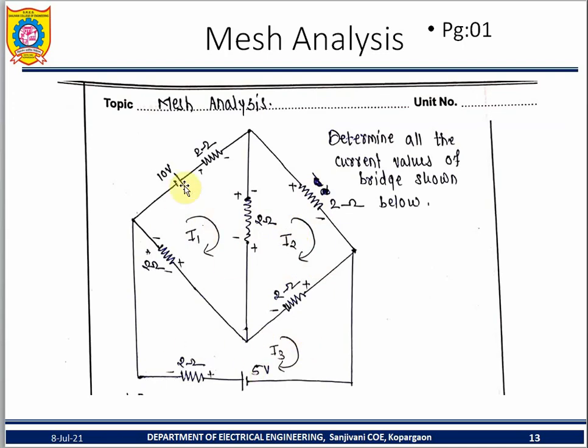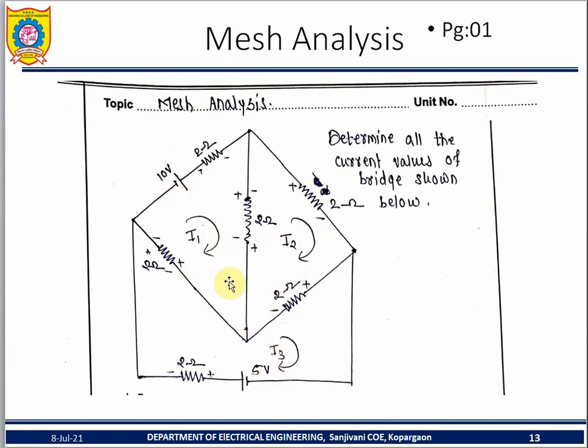So you can give the numbers, one, two, three, based on that design. You can give the numbers and the arrow mark. The flow of the current is an assumption of your arrow mark. So what is your assumption? Either clockwise or anti-clockwise, you can assume.